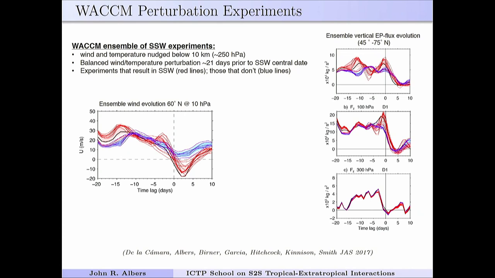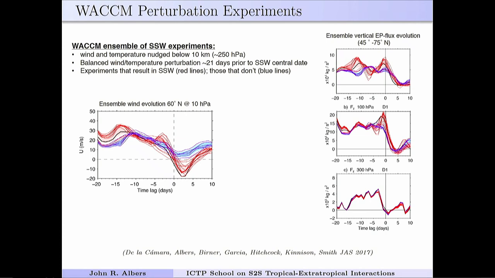So this is a paper that just came out by a co-author of mine, and essentially this is one of these nudging experiments, and it just hits home some of the ideas that I just put out. Essentially the idea behind the paper was: can you nudge the troposphere to be identical and then run ensembles to see if changes to the stratospheric basic state matter? So you nudge from essentially 10 hectopascals, or 10 kilometers down.